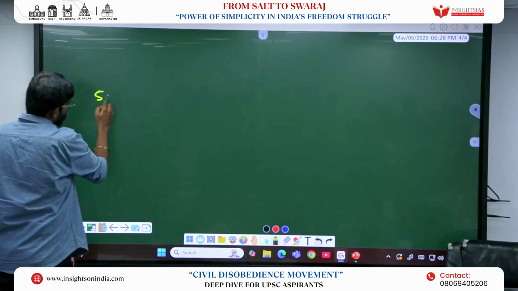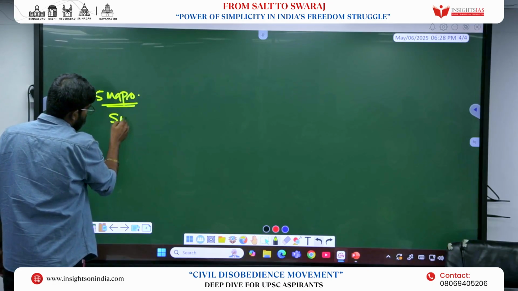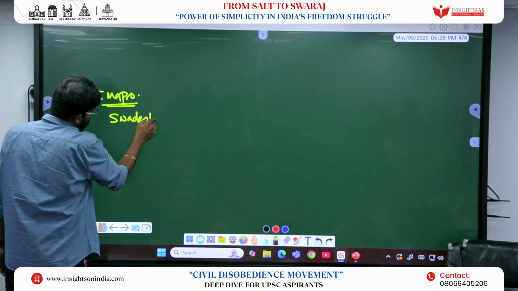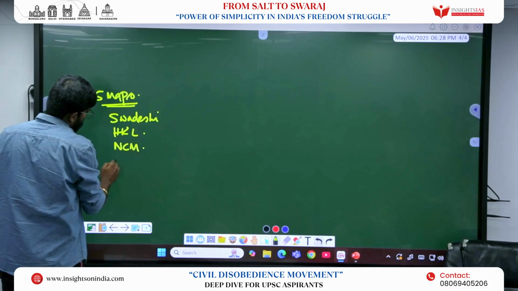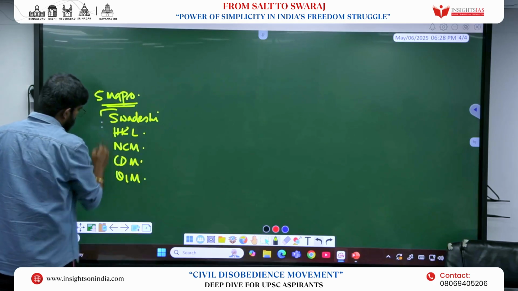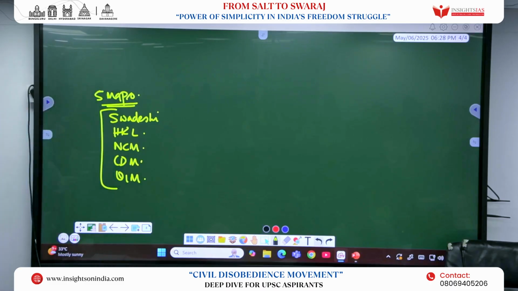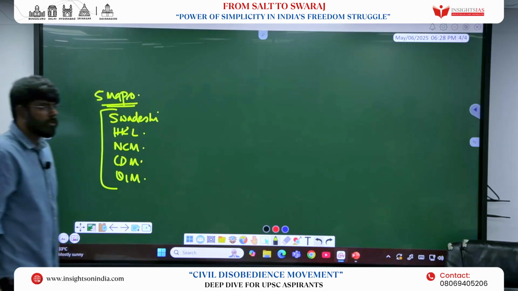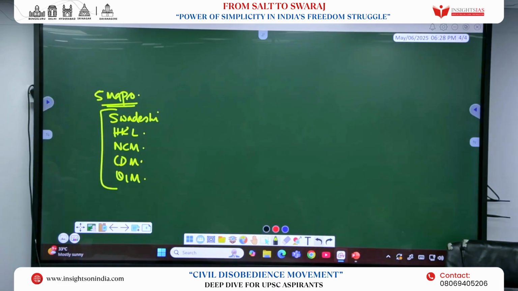classes, you will have 5 maps. One with regard to Swadeshi movement, HRL, NCM, CDM, Quit India movement. You will have 5 maps. And these 5 maps, no, what I want to do is, on one side of the sheet, you will draw the map. Just give me one sheet from your pad.